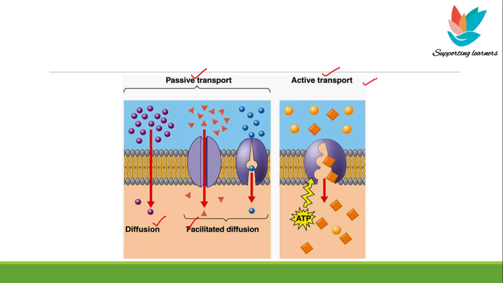Whereas active transport, it is also called the uphill transport because in active transport the substances move against the concentration gradient, that is from a region of low concentration to a region of high concentration. And active transport requires the input of energy mostly in the form of ATP, right.